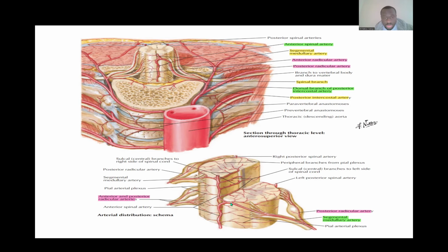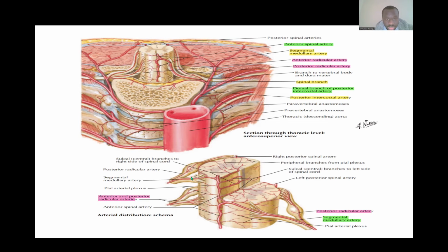This image still depicts what we've just mentioned. We've got the anterior spinal artery lying just in front, anterior to the anterior spinal fissure. These are the sulcal or central branches.